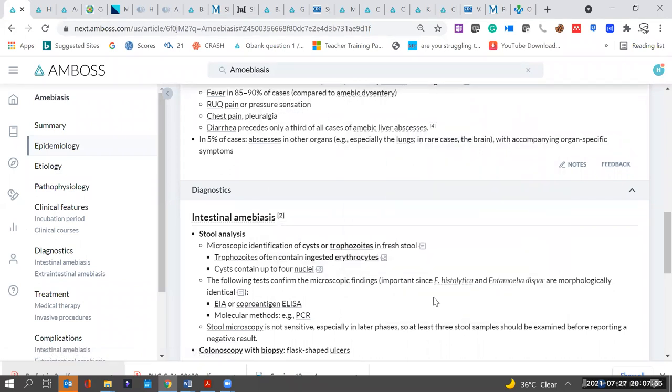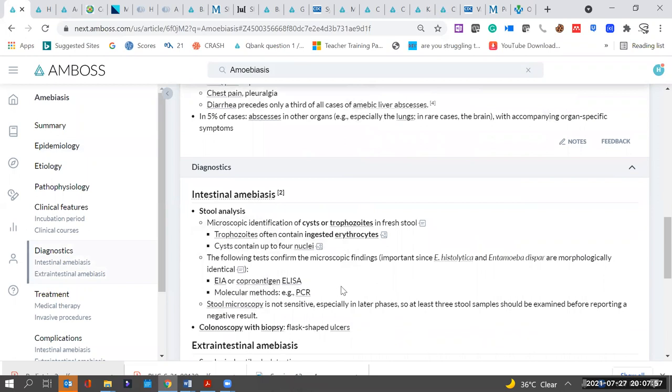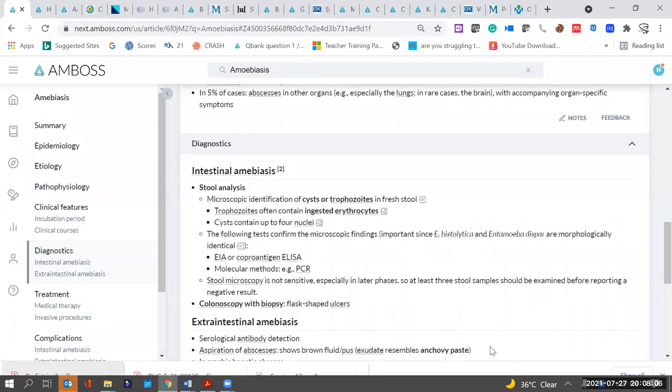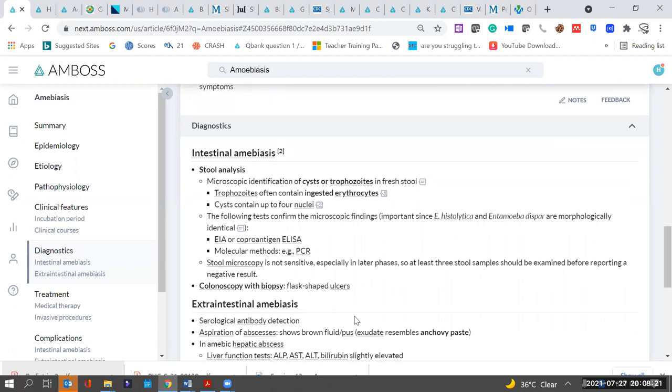Now for confirmatory tests, we can have ELISA testing and PCR testing, but we usually don't perform them because it's quite obvious on stool analysis. Colonoscopy can be performed with biopsy, and flask-shaped ulcers can be seen in the later stages, but we will never go for colonoscopy. It is the last resort in our hand, but we will not go for that. We will remain at stool analysis and start the treatment, and soon the patient's symptoms resolve.